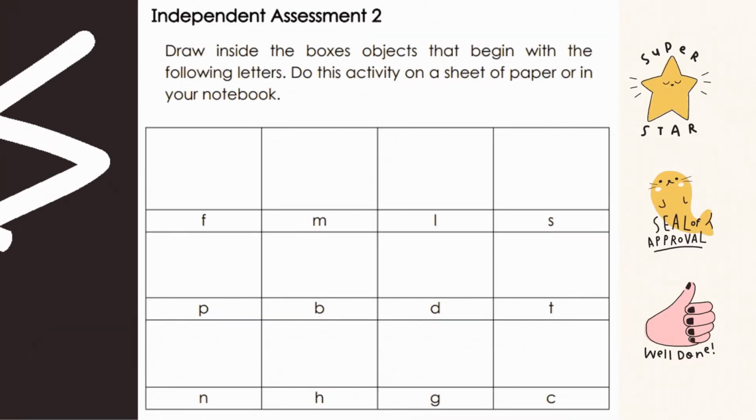For independent assessment 2, draw inside the boxes objects that begin with the following letters. Do this activity on a sheet of paper or in your notebook. We are going to think of words or objects that start with the given letters inside the boxes, and then we are going to draw it.